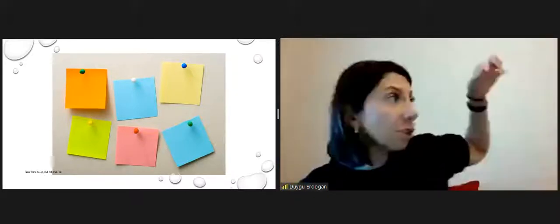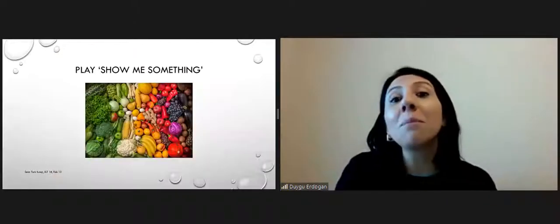Maybe it's a painting, so they stick it on the painting, okay? So they actually like this. They're walking around and coming back. You can play "show me something" activities.